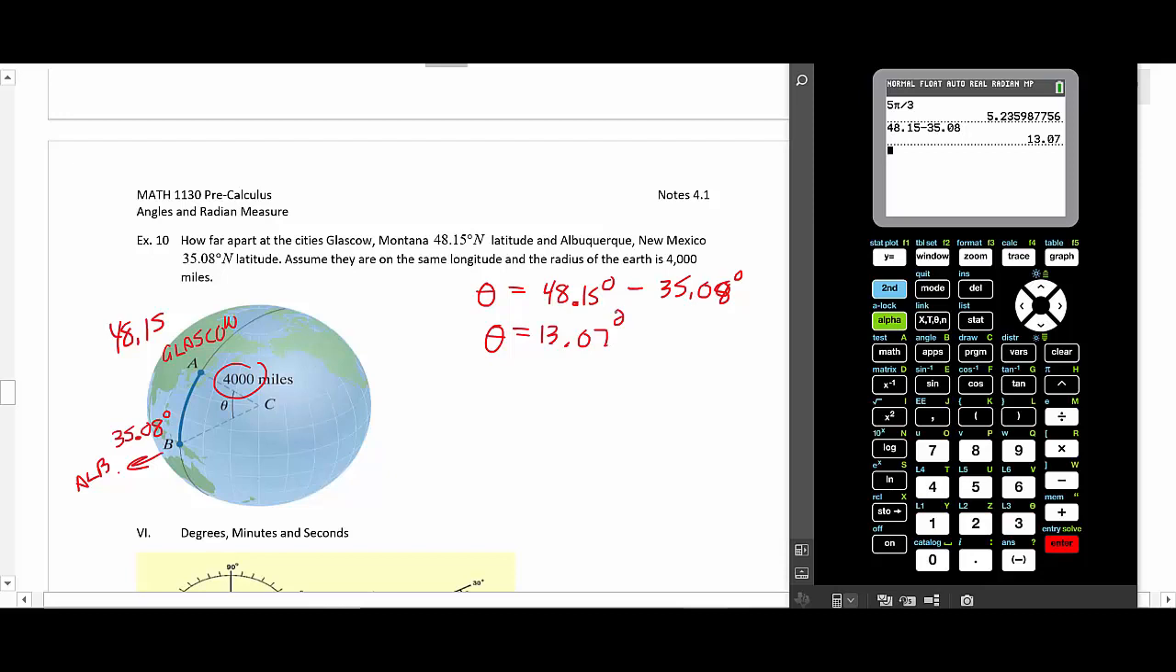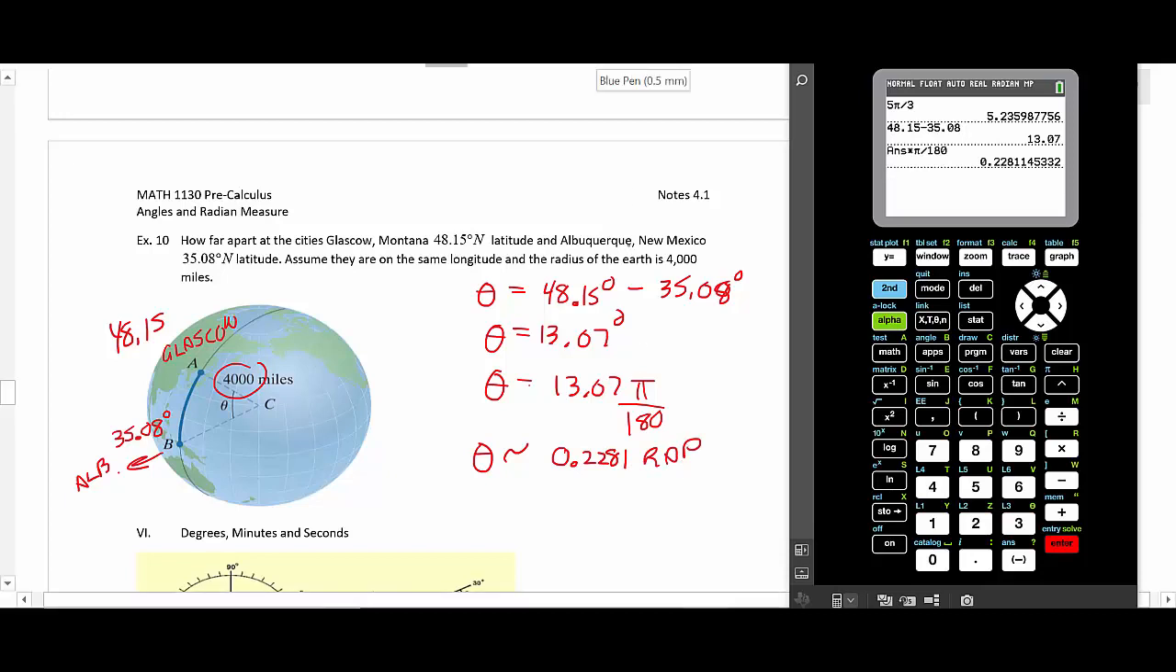Now what do you do? You change it to radians. So theta, you're going to take 13.07 and multiply that by pi over 180. Again, we'll just do that totally on our calculator. So I'm going to take that multiplied by pi and then divide by 180. Then I'll use several decimals on that. So that angle is about 0.2281 radians.